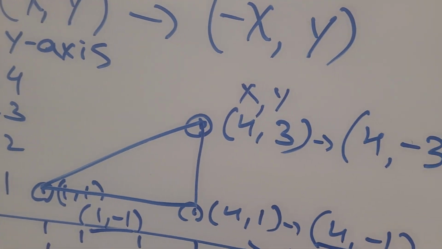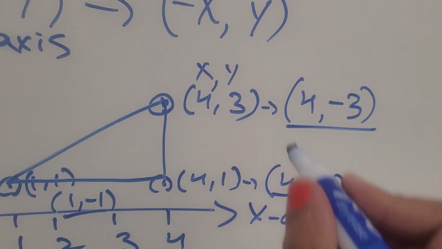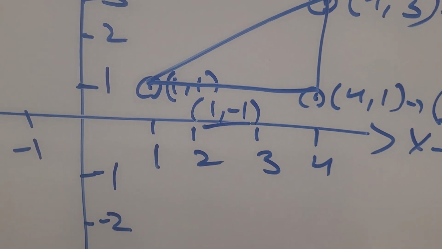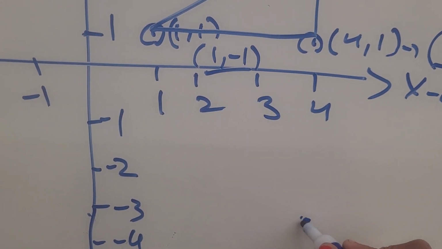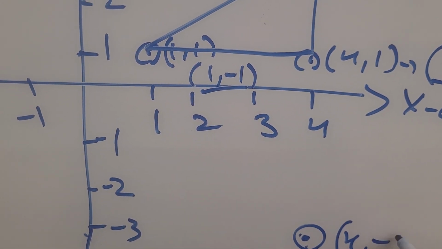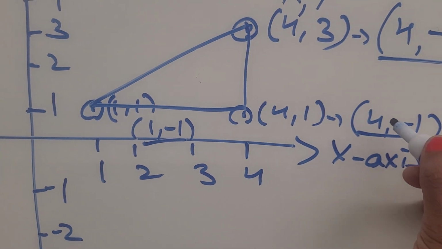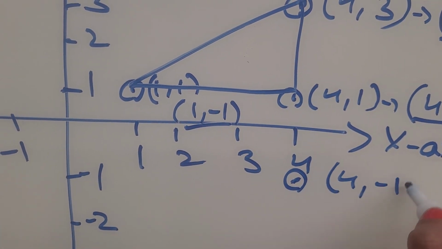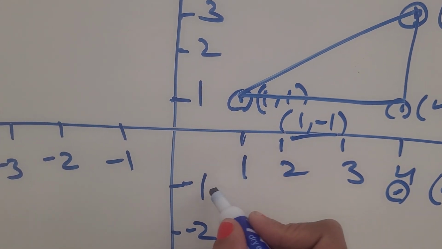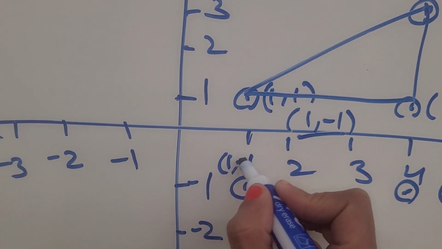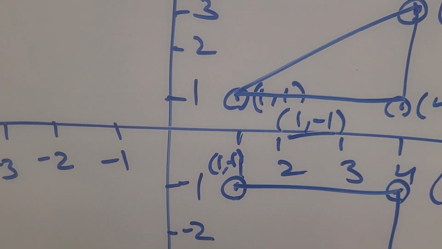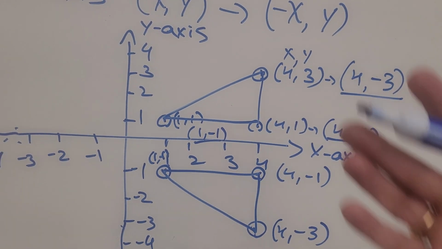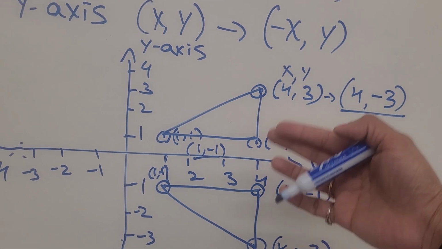Now I am underlining my new coordinates and plotting the points here. (4, -3): 4 on the x-axis and -3 on the y-axis is here. So this is my first point. My second point is (4, -1), 4 and -1. And (1, -1) is 1 and -1, here. So let's join this. This is how you draw the reflection along the x-axis for the given shape.